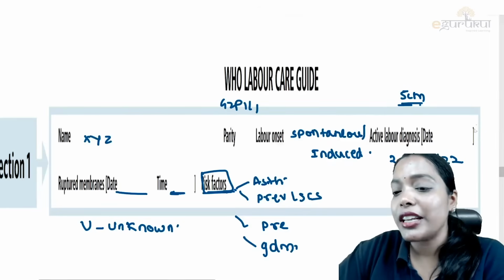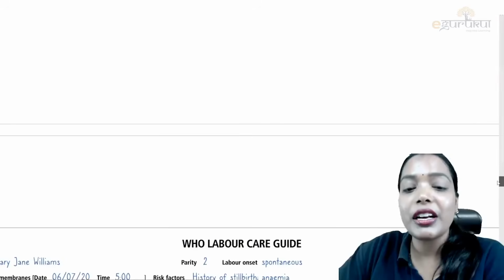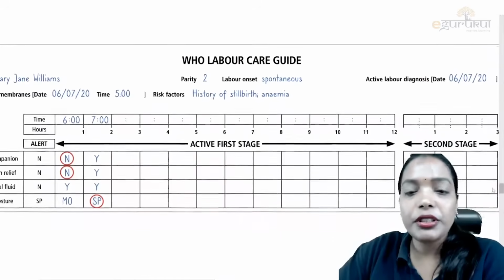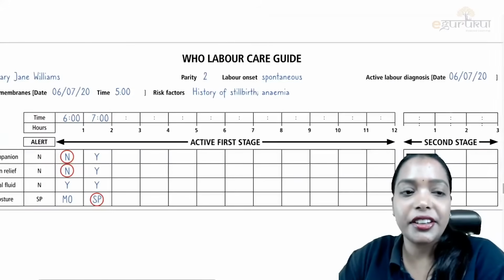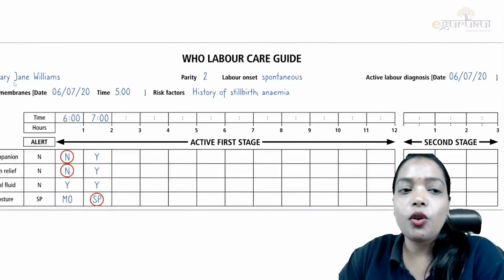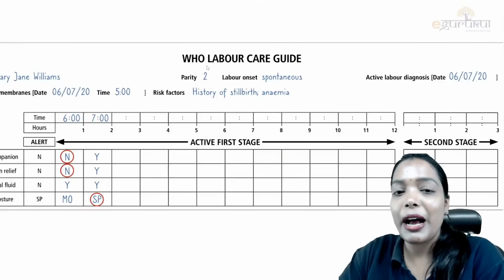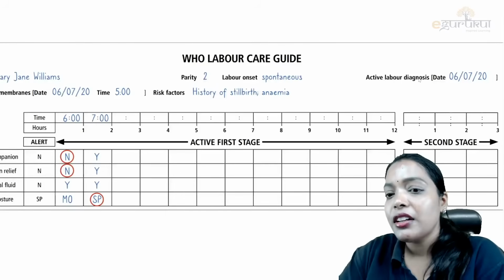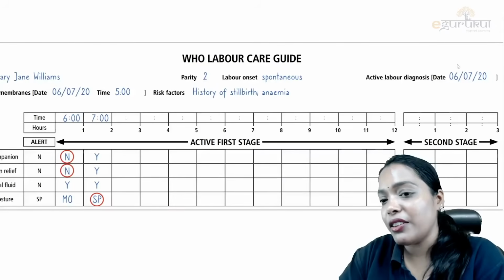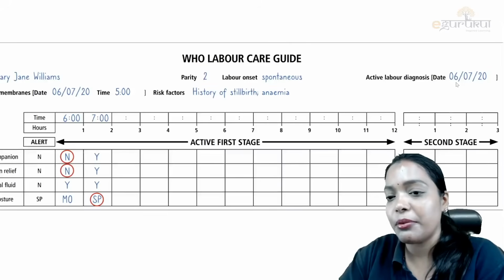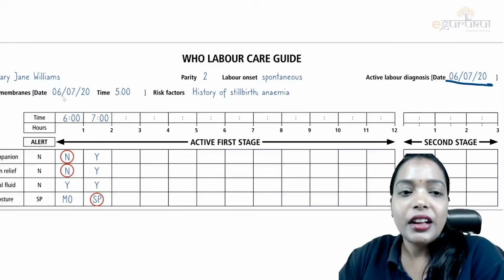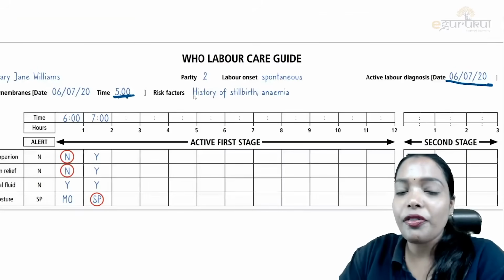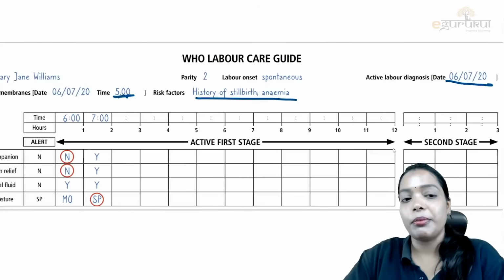Now let us go to section 2. Section 2 is regarding the supportive care. If you see the first section here, the example is given. Mary Jane Williams is her name. Her parity is 2, so she's gravida 2. Labor onset was spontaneous. Active labor, when did it start? Whenever she becomes 5 centimeters. And they know the time of ruptured membrane. Risk factors are history of stillbirth and anemia.